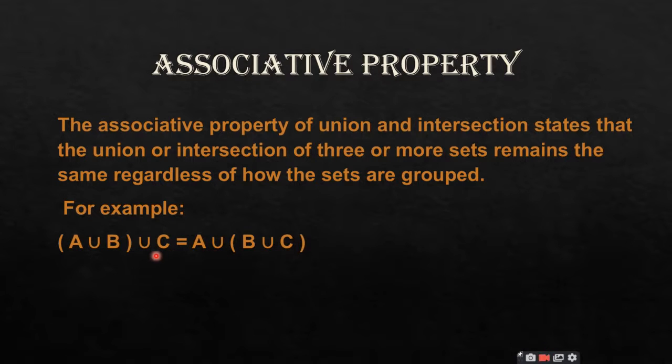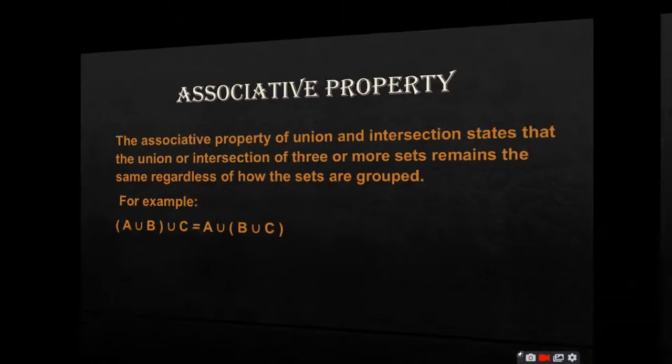In this statement, we have two sides, left hand side and right hand side. On one side, set A and set B are grouped, and on the other side set B and set C are grouped. So the associative property states that it does not matter how the sets are grouped, in which order the sets are grouped, the answer of both sides are same. So let's prove this property.